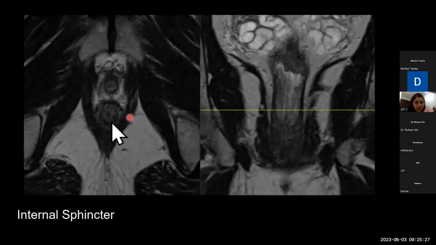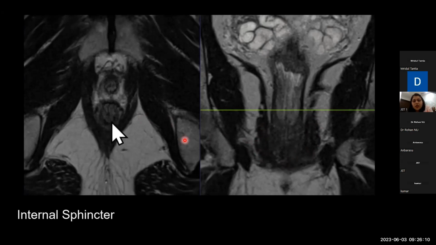But in the given sections, this is the internal sphincter, which is a hypointense muscle layer, and then we have the intersphincteric space, which is a fat-lined space. This is the fat. In the coronal oblique sections, you can see these are the fat, and then we have the external sphincter, which is just a continuation of the iliococcygeus, and then it comes and forms the puborectalis. So this thicker hypointense muscle is the puborectalis.